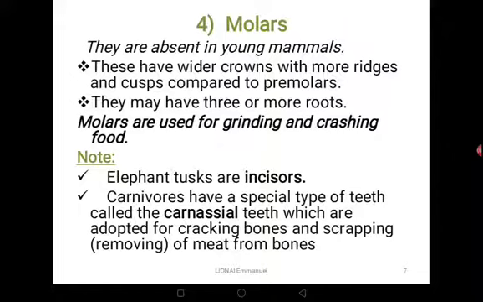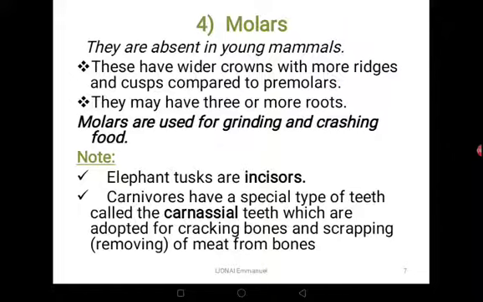And they have more roots. Usually they have 3 or more roots. And their major function is chewing and grinding of the food. So molars are specialized for chewing and grinding. But we said they are usually absent in young mammals. So young mammals use premolars for that purpose, as they wait for their molars to develop.